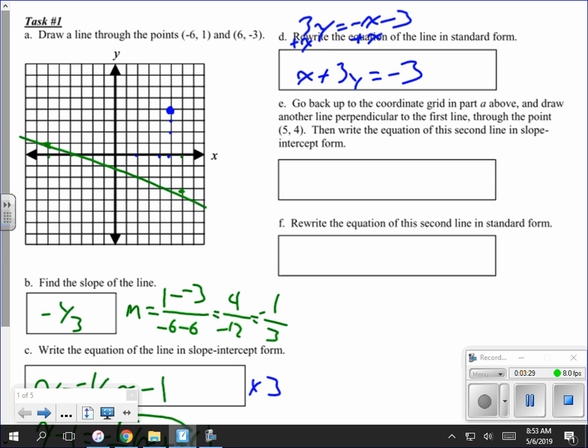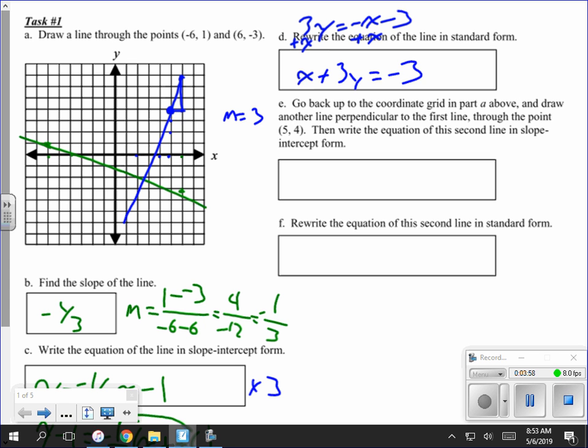And if they're perpendicular, the slope of this line is -1/3. The slope of this line would be 3. Okay, perpendicular, opposite, inverses. So I have a slope of 3. So over 1, up 3. There's my line. Okay, perpendicular lines, opposite, inverse slopes.